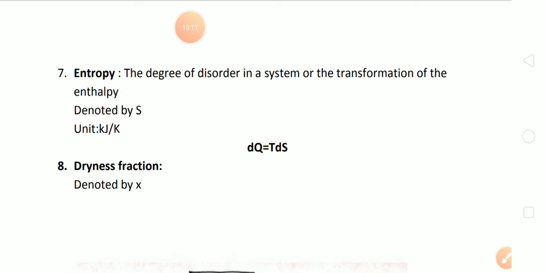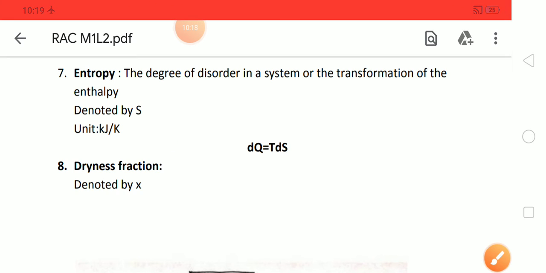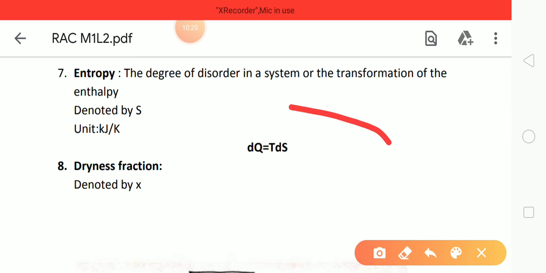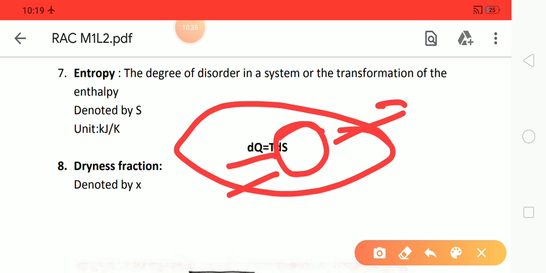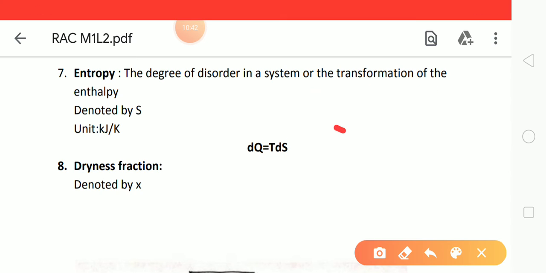It is simply denoted by S, and the unit is kilojoule per kilogram. See, kilojoule per kilogram, and it gives the basic equation in thermodynamics, that is dq is equal to TdS. That is, dq is the small change in energy, or the small change in enthalpy, and dS is the change in entropy, and T is the temperature of the system at which this dq is measured.